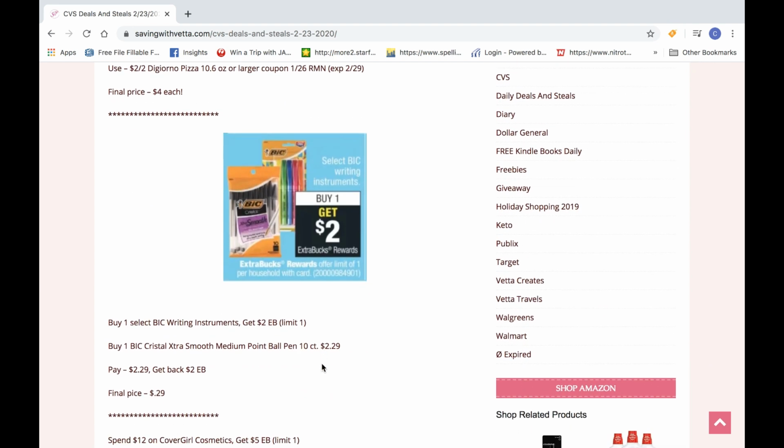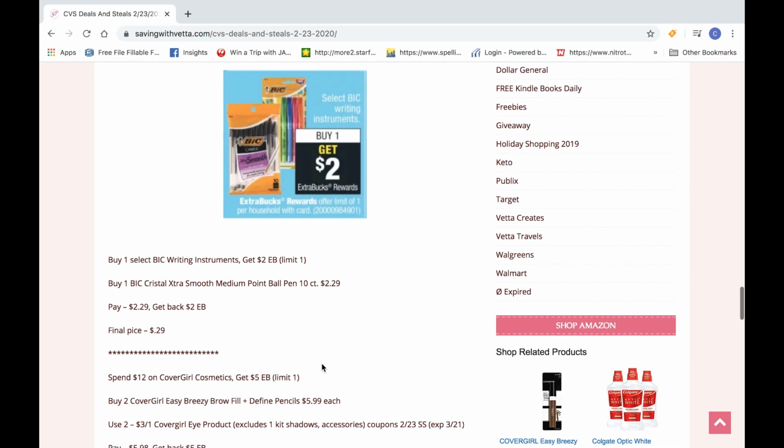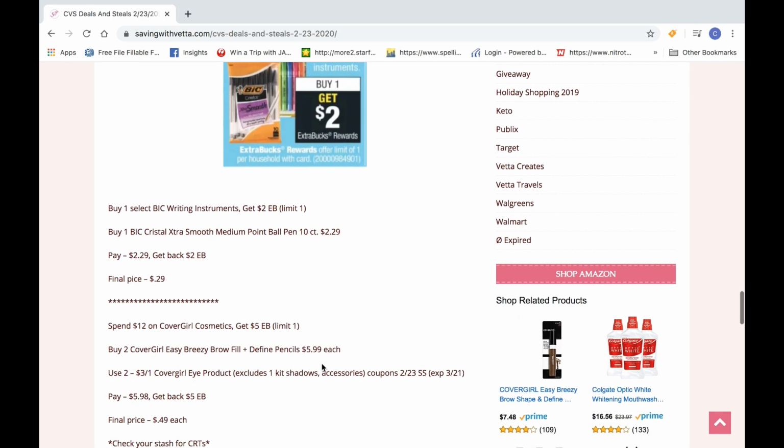Another great deal we have coming up, select Bic writing instruments. Buy one, get $2 extra buck back. The 10 pack of pens, these are $2.29 regular price. So you pay $2.29 and get $2 extra buck back, making those 29 cents a pack. The extra buck is a limit of one, so you can grab one of these.